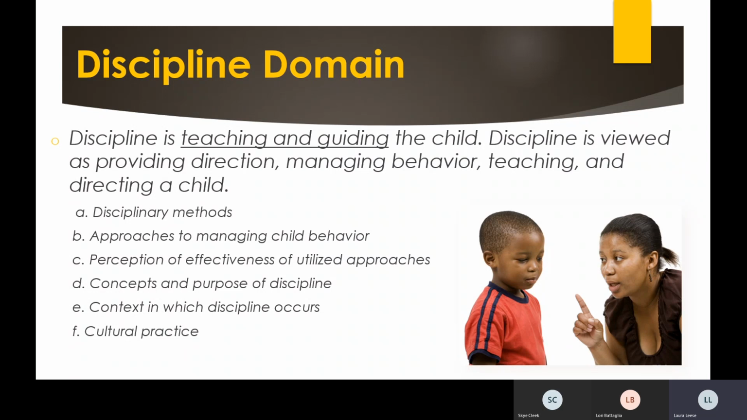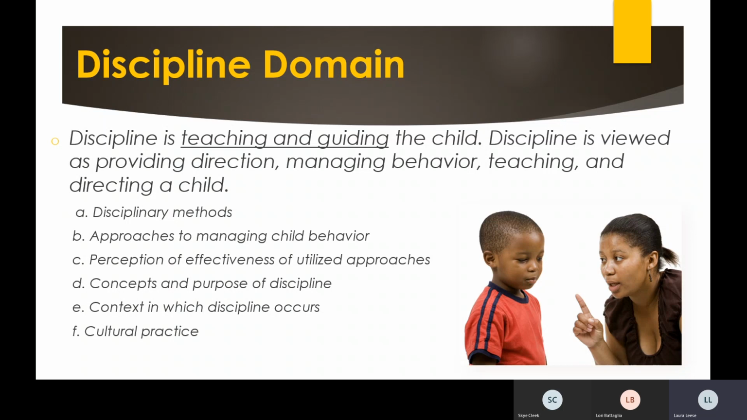So there are a total of 6, but when people read it, sometimes they feel like there are 4, because again, the first 2 and these last 2 are combined. Now, the discipline domain is about teaching and guiding the child. So in here, we need to capture how the parent is teaching and guiding their child.